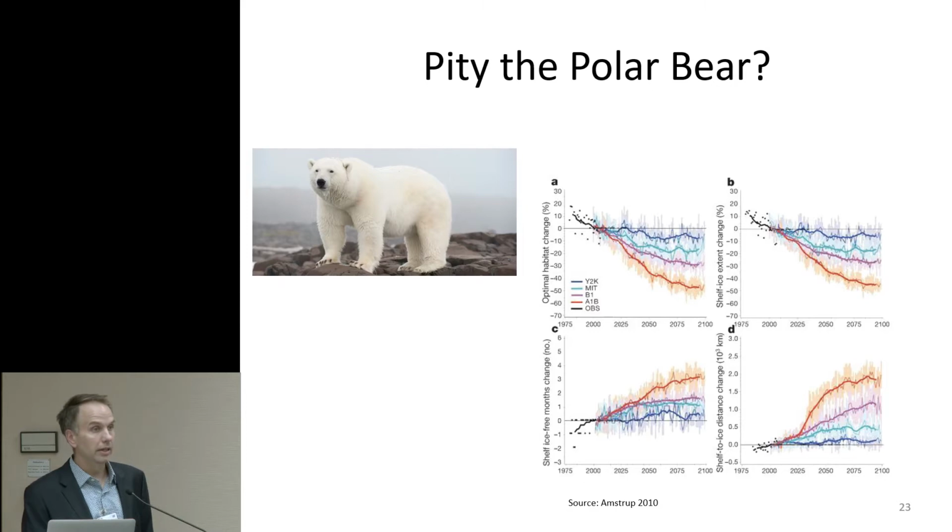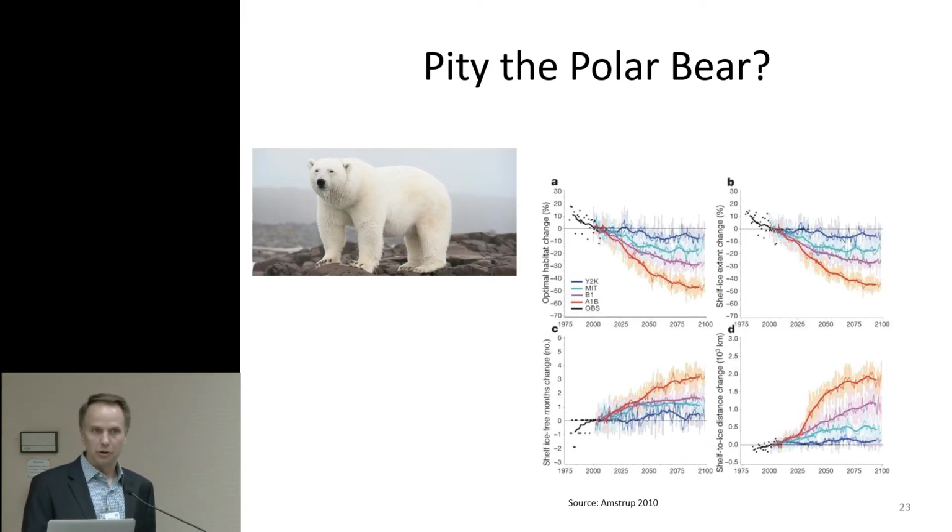The red line is a business as usual type scenario, and moving up to some mitigation of emission. And you can see that what happens is the optimal habitat as defined by ecologists for polar bears is going down as the amount of sea ice extent continues going down, and also the shelf ice free months goes up, right? And that's because these polar bears are now not going to be able to access the same habitat they used to be able to have access to.